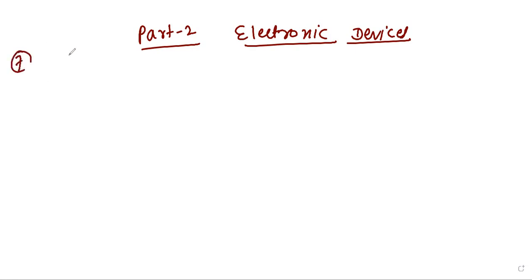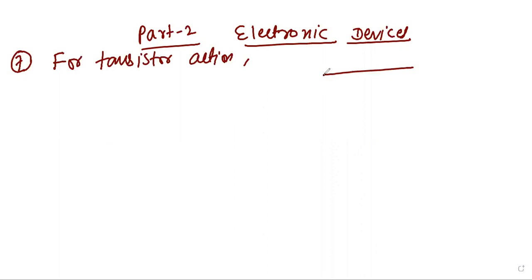For transistor action, which of the following statements is correct? So your transistor is looking like this. So this is the diagram of a transistor. So there are three terminals: emitter, base, collector. Right. So these are the three terminals.